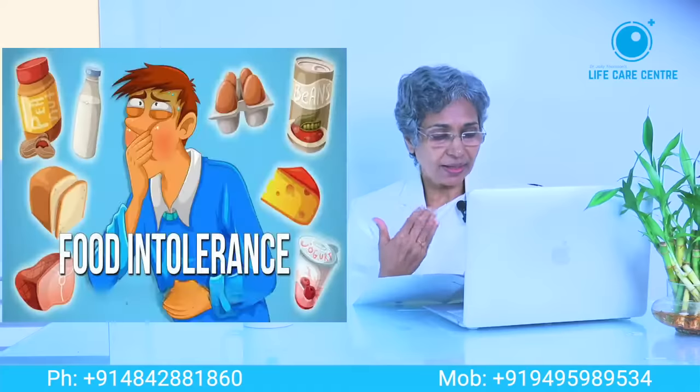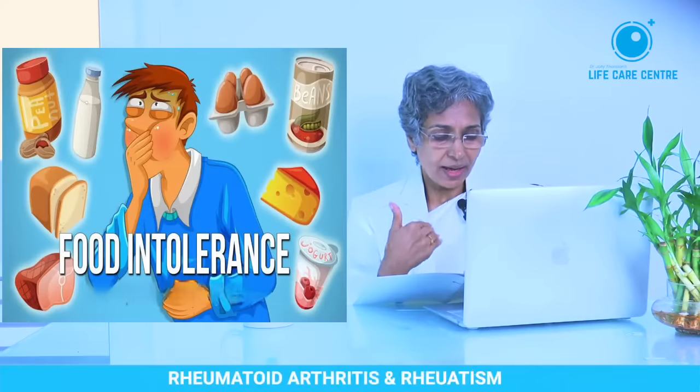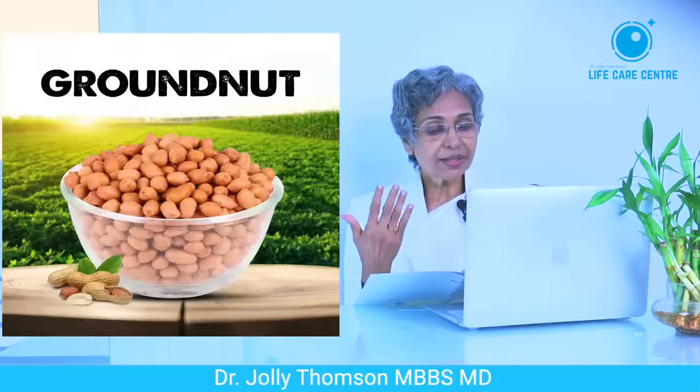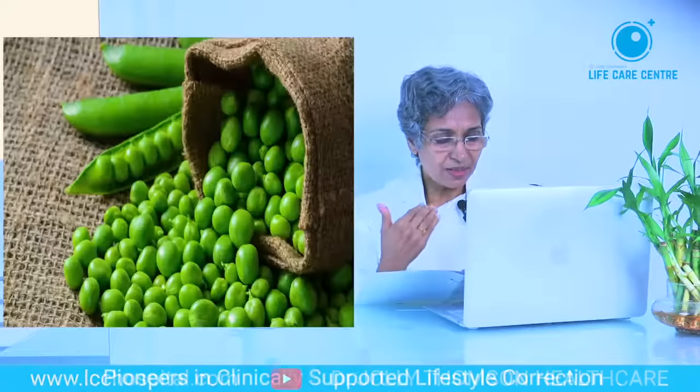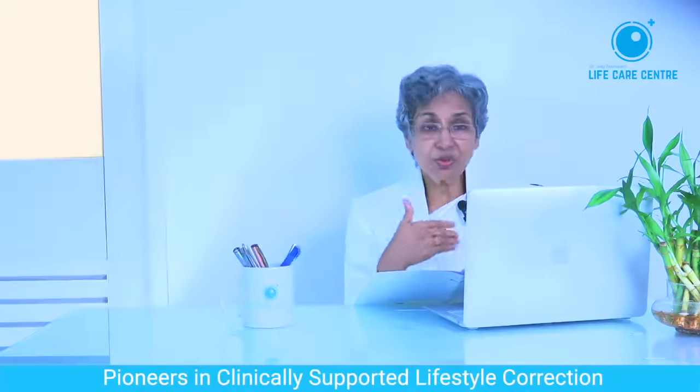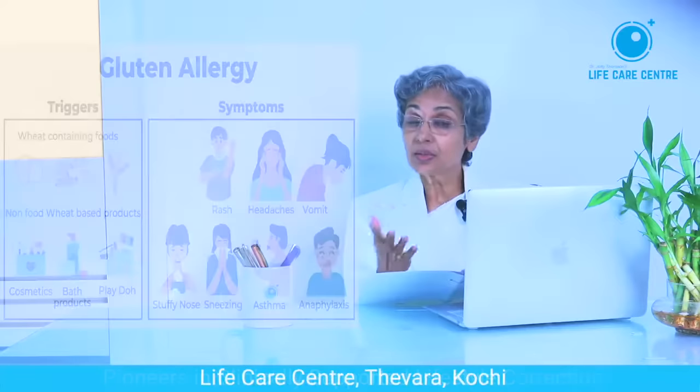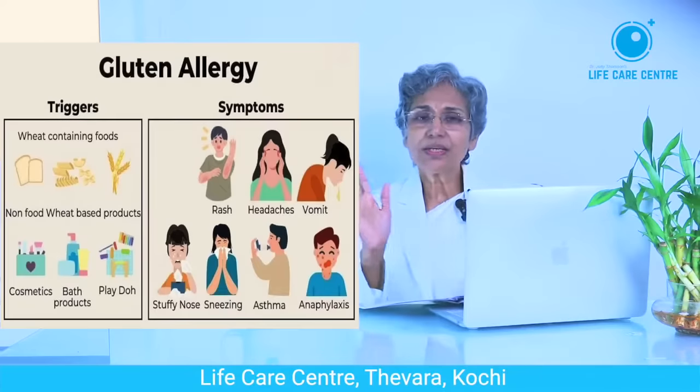And he is allergic to so many regular food items, meaning his immune system is working against them, like groundnut, milk, cashew, almost all the nuts, pistachio, pea, orange, potato, so many items, and gliadin, that is gluten allergy. Now, what was the result?